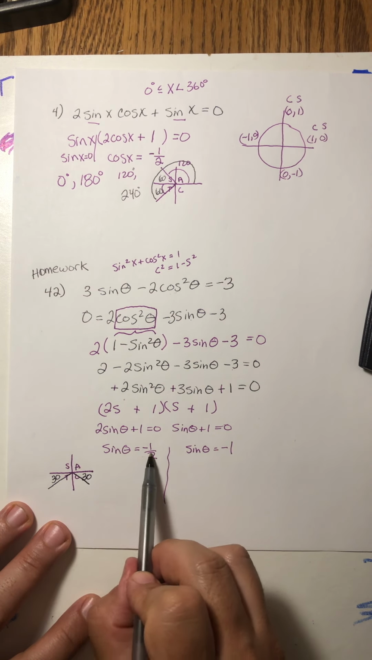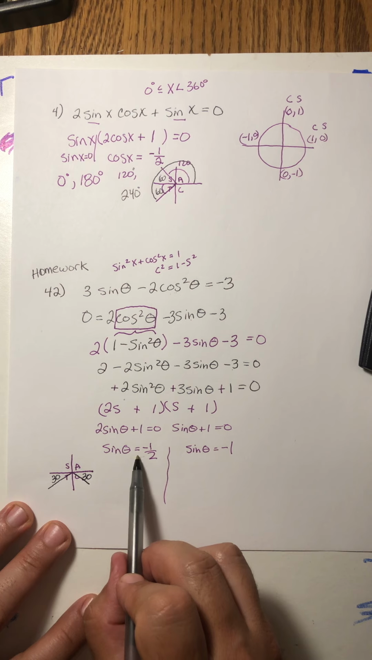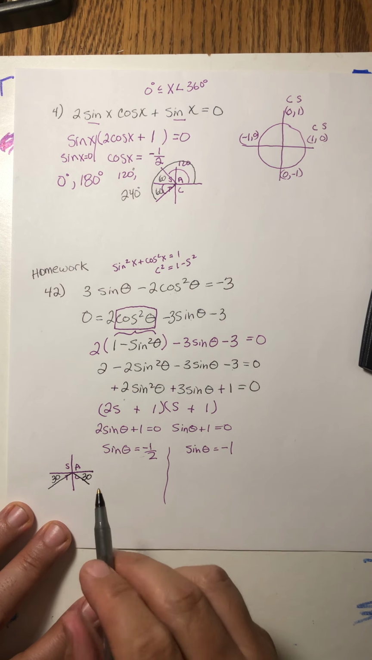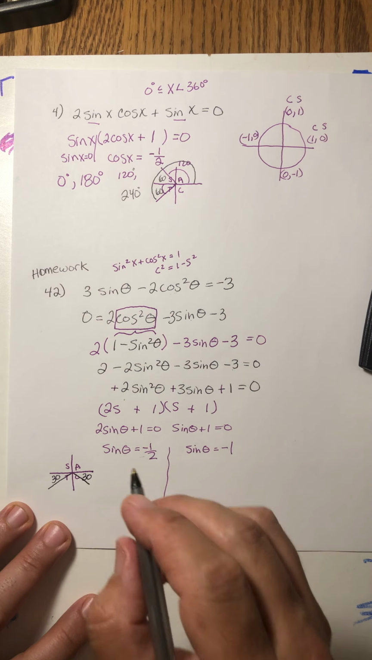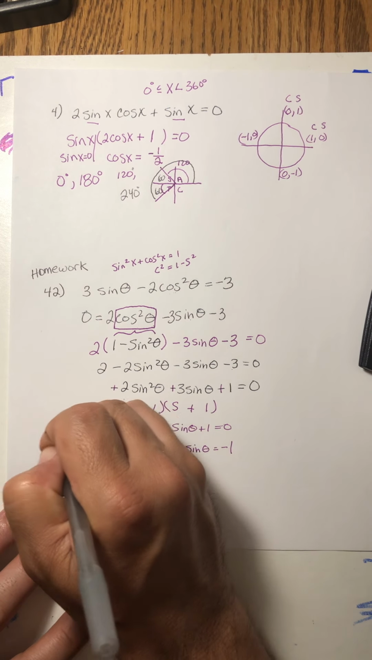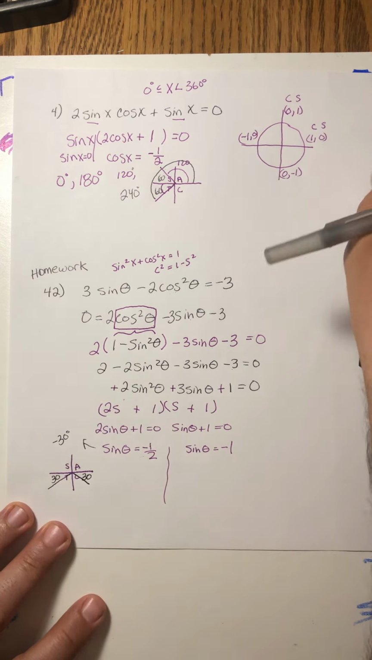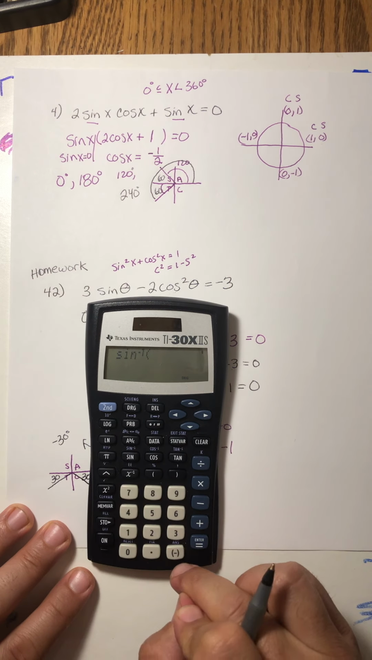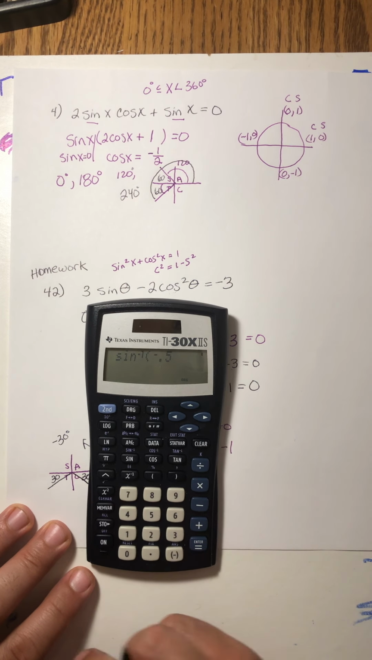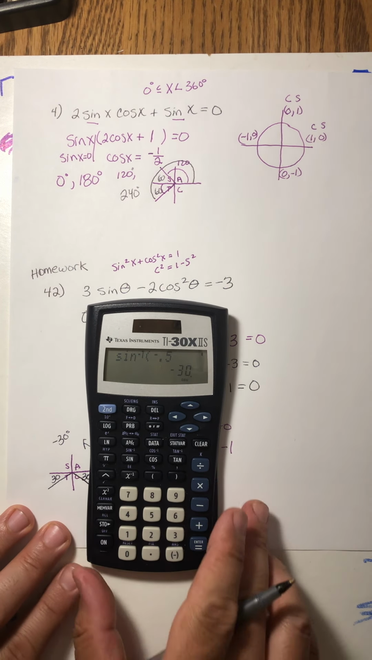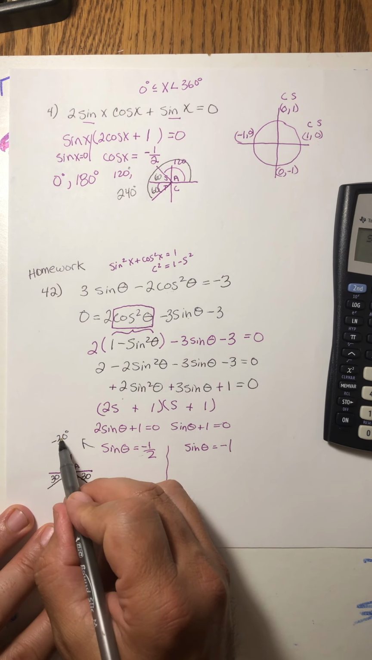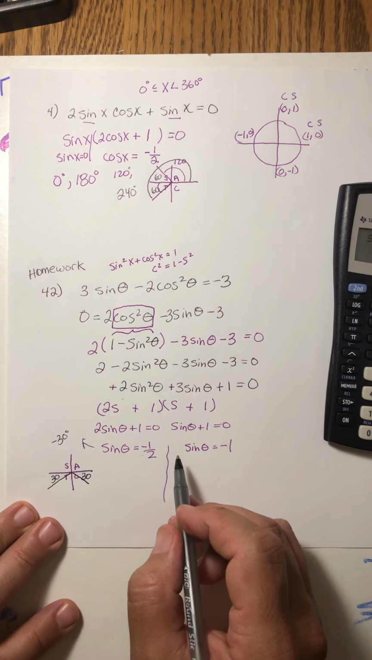If you actually type this into the calculator, it's going to say negative 30. Negative 30 is not an answer for us. All of our answers are positive. So if you type sine of negative 0.5 into the calculator, it would say negative 30 degrees. We only want positive answers, not negative.